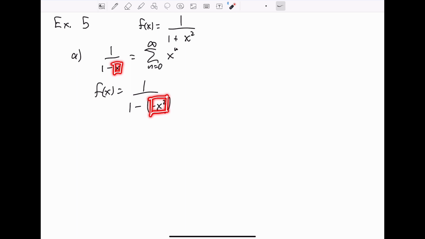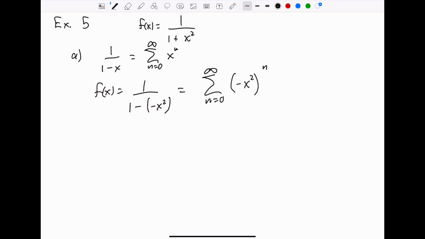And then in the summation notation, I just replace this x with negative x squared. So I can simply write this as the sum, where n goes from 0 to infinity, and instead of writing x to the n, I'm replacing the x with negative x squared. So this turns into minus x squared.